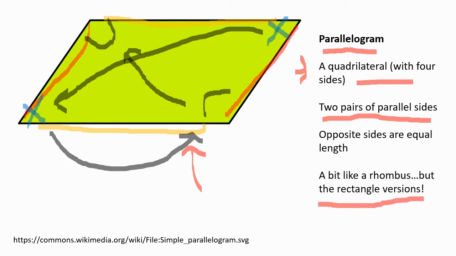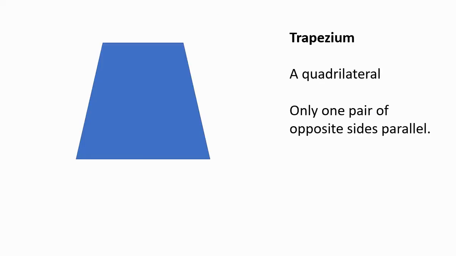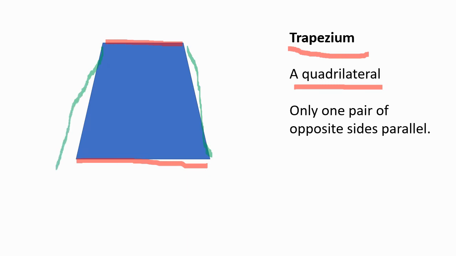Okay, let's look at our last shape for today. We are looking at a trapezium. A trapezium, again, is a quadrilateral, yes, but so is a square, Mr. Burns. How's this different? Well, this is different because only one pair of opposite sides are parallel. Here are your parallel sides. But this side here is not parallel to this side here.